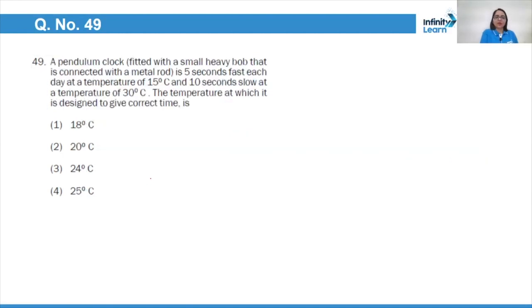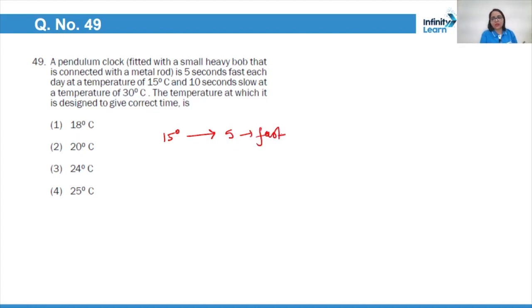49. A pendulum clock fitted with a small heavy bob that is connected with a metal rod is 5 seconds fast each day at a temperature of 15 degrees Celsius. And 10 seconds slow at a temperature of 30 degrees Celsius. The temperature at which it is designed to give correct time is. So basically, when the temperature is 15 degrees Celsius, it is 5 seconds fast in 24 hours.